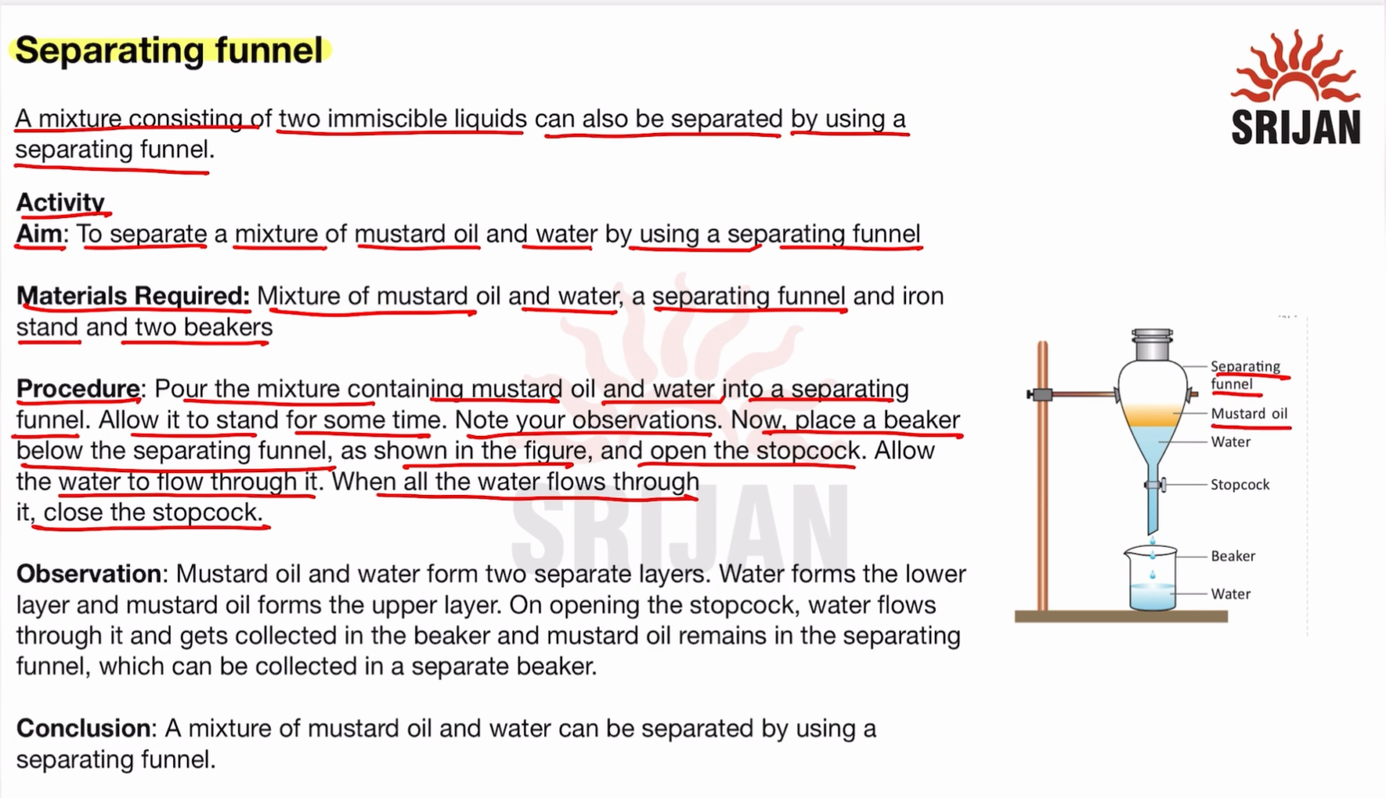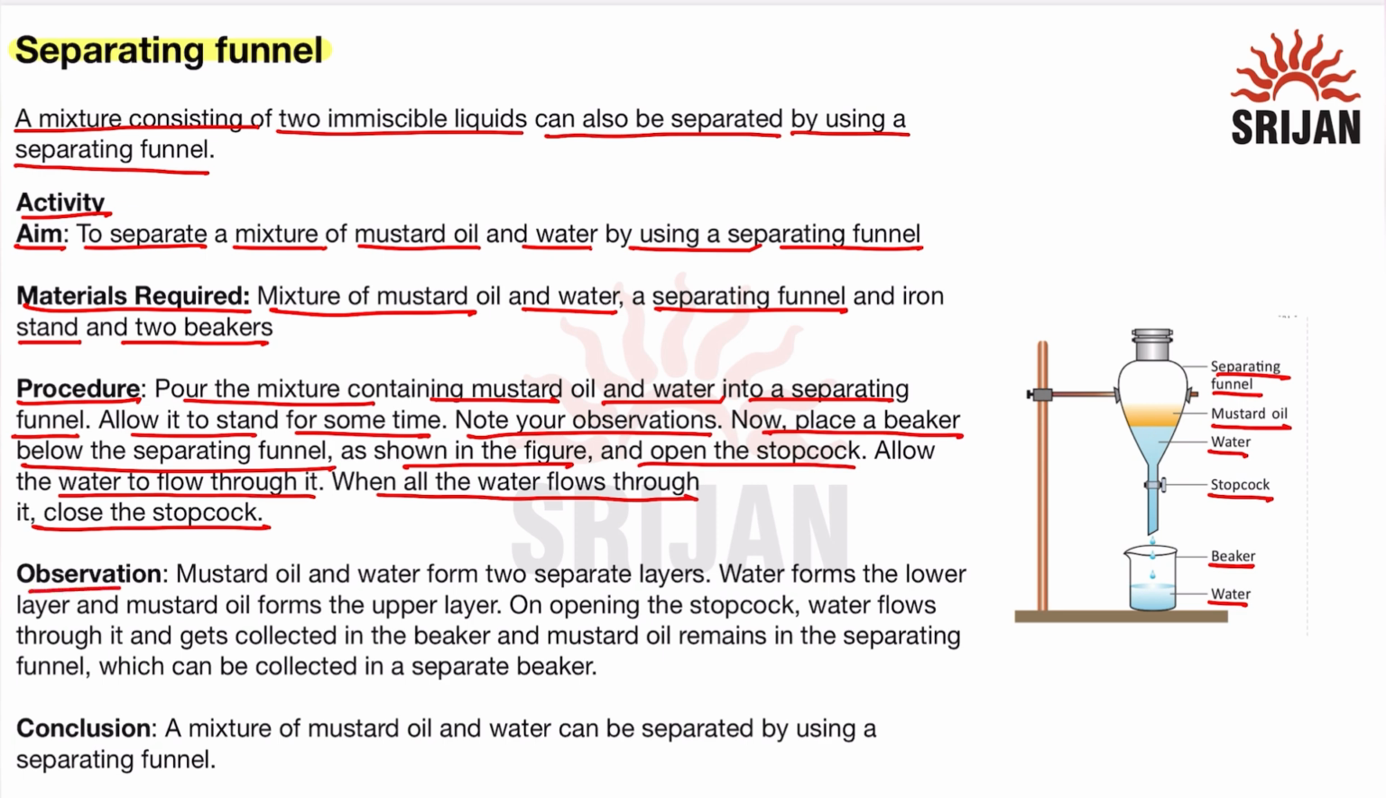We take the mixture of mustard oil and water and we allow it to stand for some time. Now after that, both the liquids will get separated as it is shown in the figure on the basis of densities. Due to this, when we open the stopcock, all the water will come down into this beaker and it will get separated from the mustard oil.